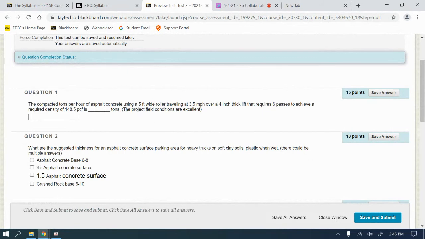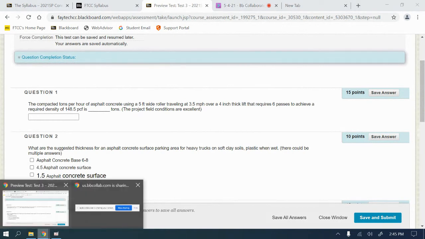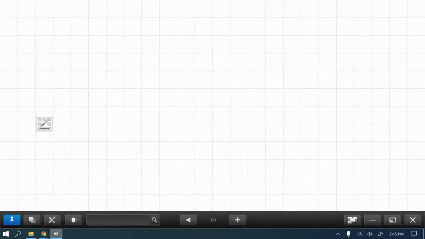So that's question 1. Let's talk about question 2. There's a couple places on 2 that we need to look at, but I'm going to talk about the actual textbook. So it's using charts, and there is just a suggested thickness. Those charts are on page 65 and 66 of your textbook, table 3.1. These are suggestive pavement thicknesses for parking area and driveways.